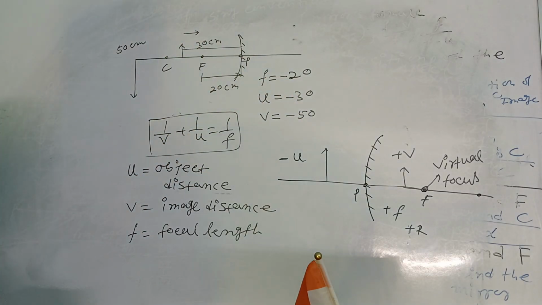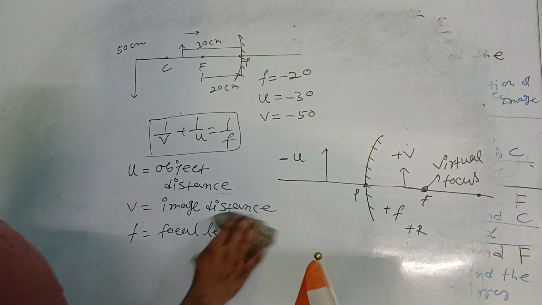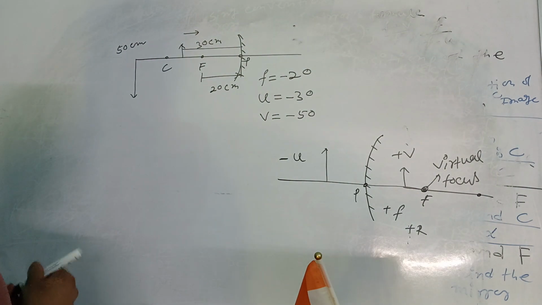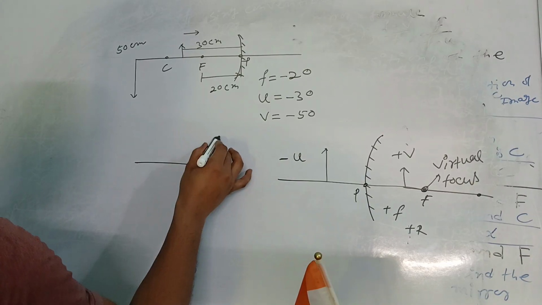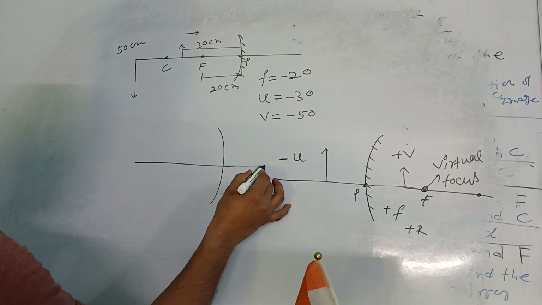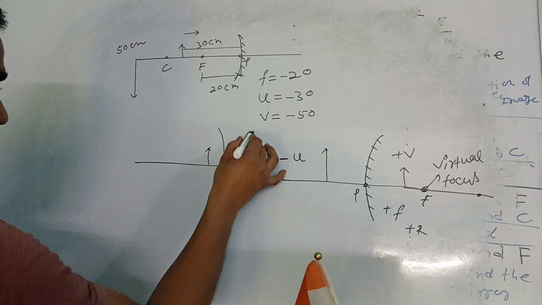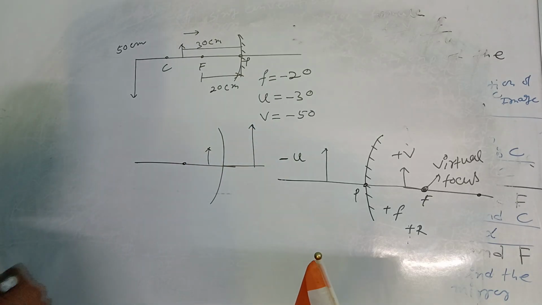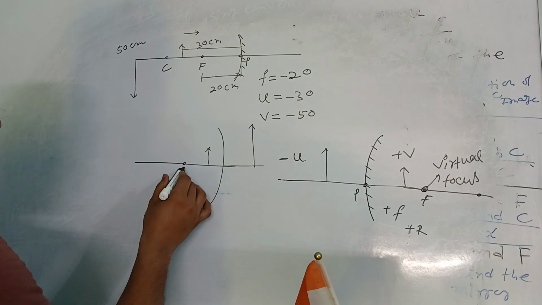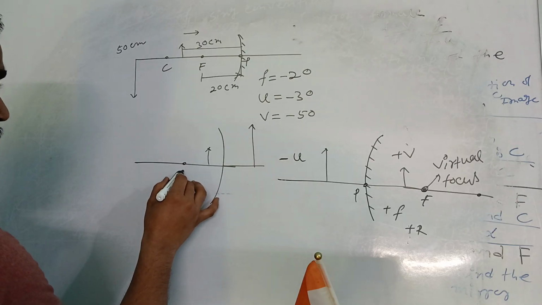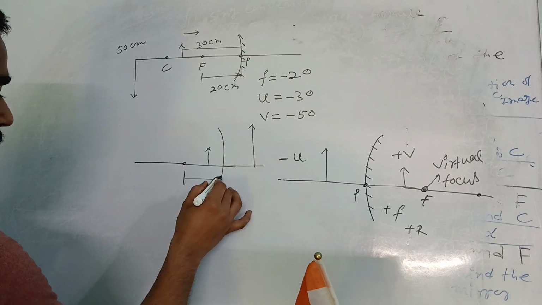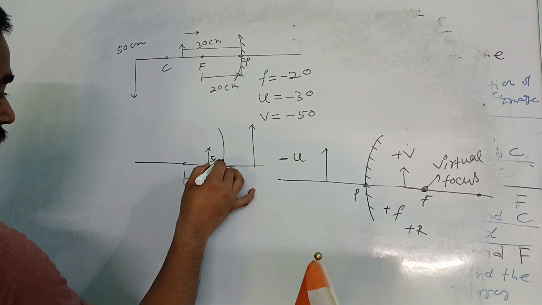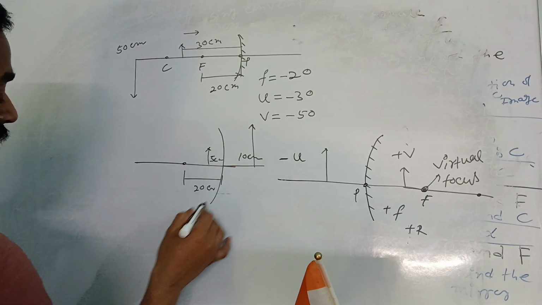Achha, now let me change this one, and take another case. Say this is the concave mirror, and this is the object we are getting. This is the image, focal length over here. So now tell me, say again it is 20 centimeter. This is given 20 centimeter, this is 5 centimeter. We are getting 10 centimeter.